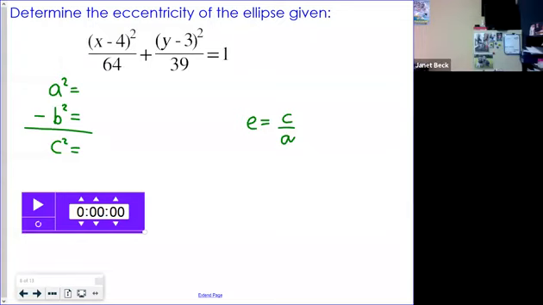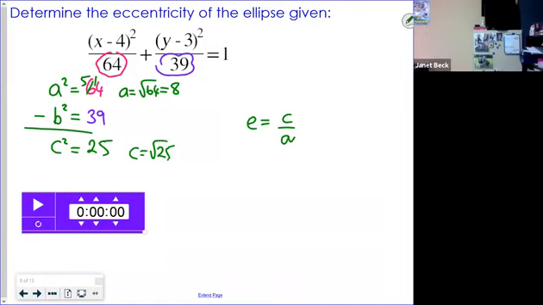So on this one, our A squared is your bigger denominator, so it's this one. Our B squared is our smaller denominator, so it's this. Subtract those. You get 25. So A is the square root of 64, which is 8. C is the square root of 25, which is 5. So C goes on top. Wonderful answer. Definitely smaller than 1, because the numerator is smaller than the denominator.